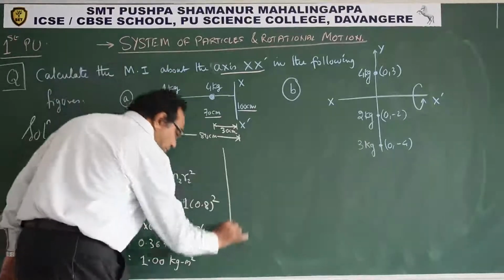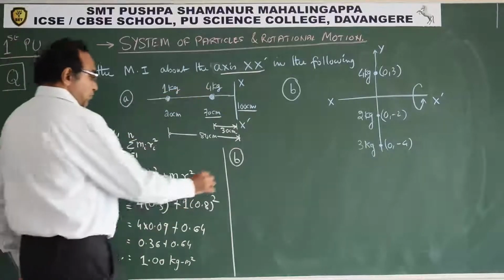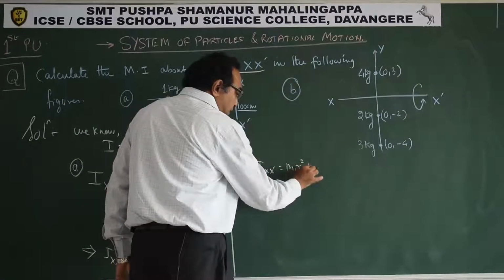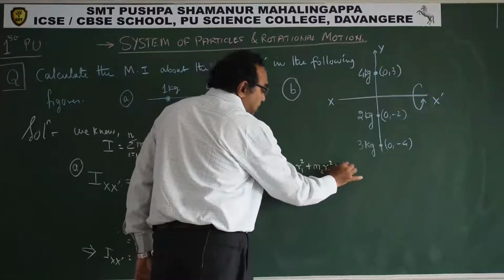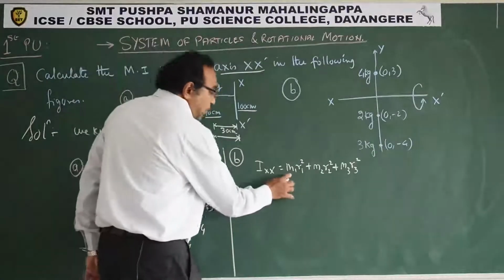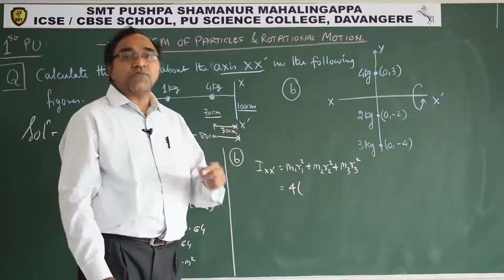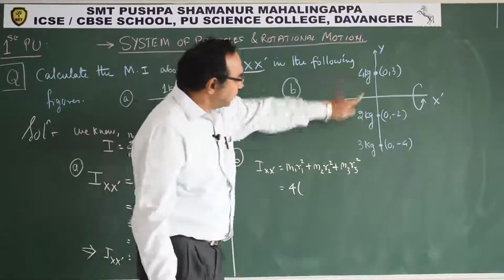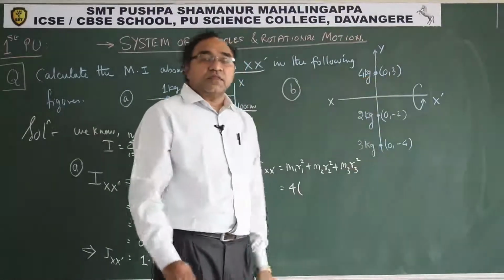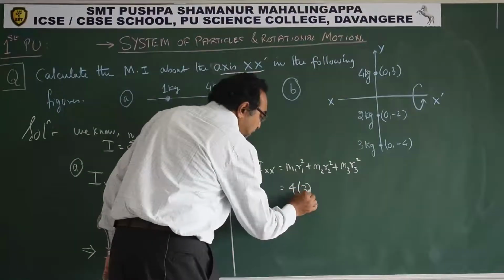See, the same thing we will do for B. For B, again the same equation. There are three particles, so I xx dash in this case will be m1 r1 square plus m2 r2 square plus m3 r3 square, because there are three particles. Now let us say m1 is 4 kg, then r1 will be the distance of the 4 kg from the axis of rotation, which is xx dash. The coordinates are given 0, 3, therefore the distance of the 4 kg mass from the axis of rotation is 3, so we will say 3 square.